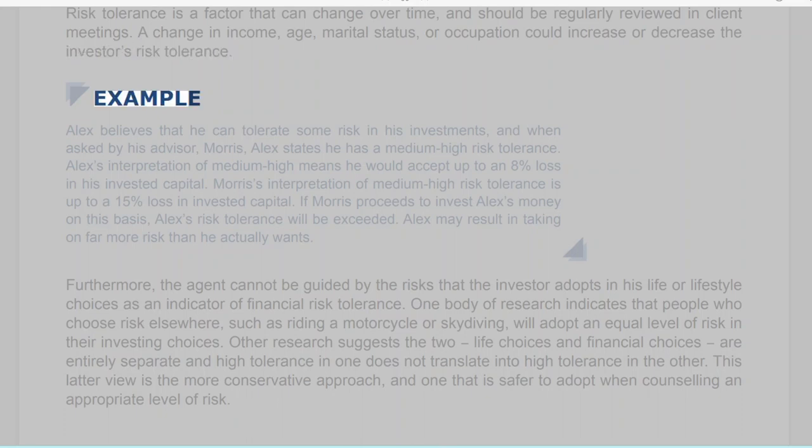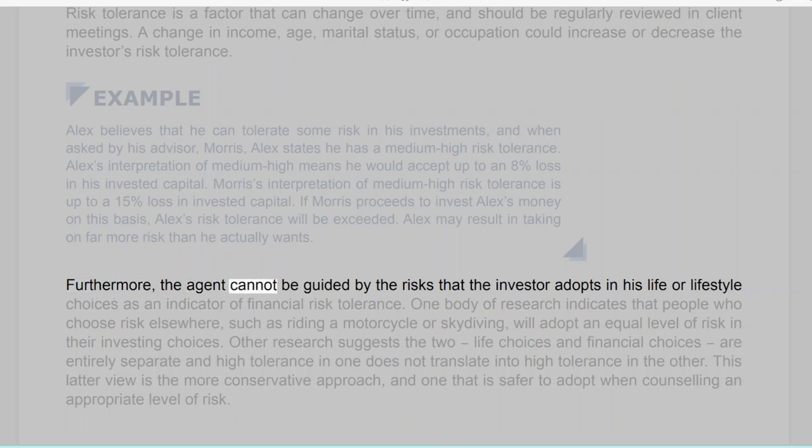Example: Alex believes that he can tolerate some risk in his investments, and when asked by his advisor, Morris, Alex states he has a medium-high risk tolerance. Alex's interpretation of medium-high means he would accept up to an 8% loss in his invested capital. Morris's interpretation of medium-high risk tolerance is up to a 15% loss in invested capital. If Morris proceeds to invest Alex's money on this basis, Alex's risk tolerance will be exceeded. Alex may end up taking on far more risk than he actually wants.